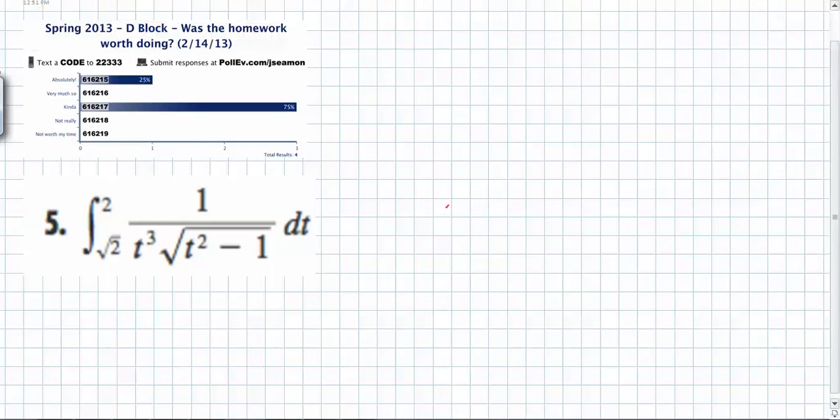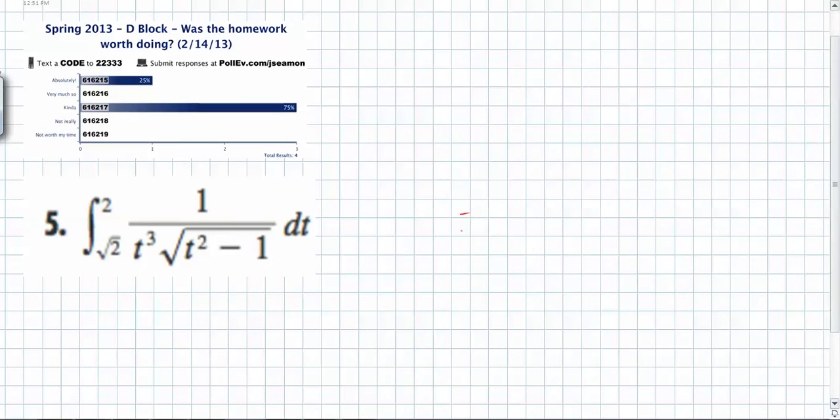So you want x is equal to what? T. Sorry, there's t in this instead. You're absolutely right. So t is equal to secant theta. Nice. So what do you end up with?